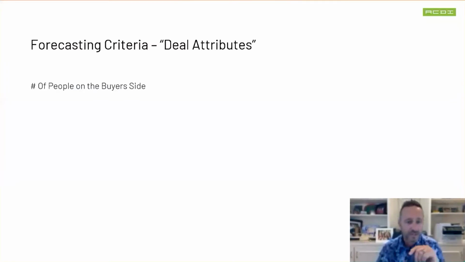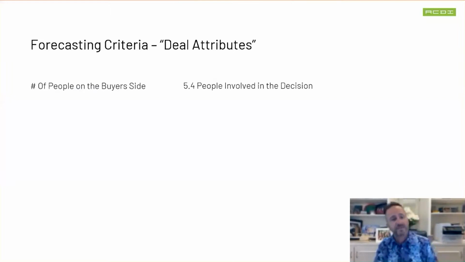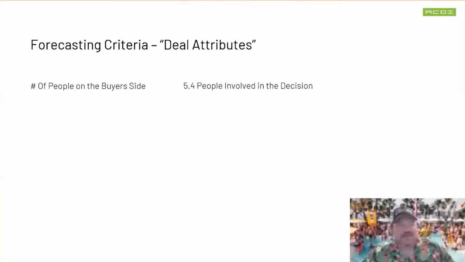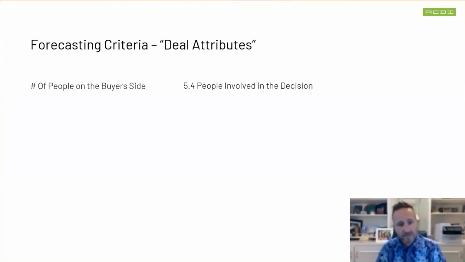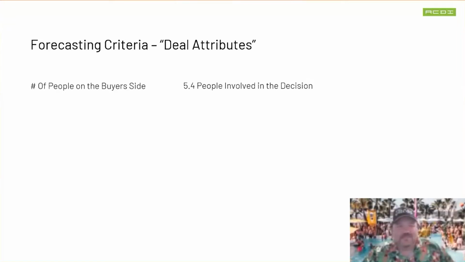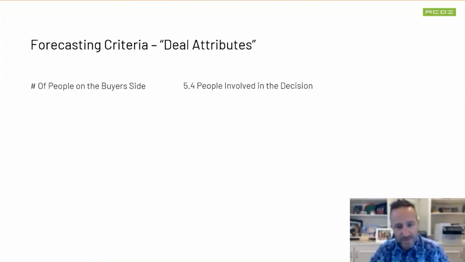On average, this number of people are involved in the buying decision. It's 5.4. I don't know how you get 0.4 of a person, right? How does that happen? Maybe it's like 5 adults and a 12-year-old. That's probably it. But on average, 5.4. So if you are forecasting a deal for this month and you have one key person you're talking with, know that there are probably 4.4 other people that are involved that we don't know.